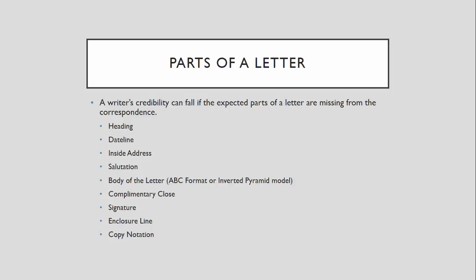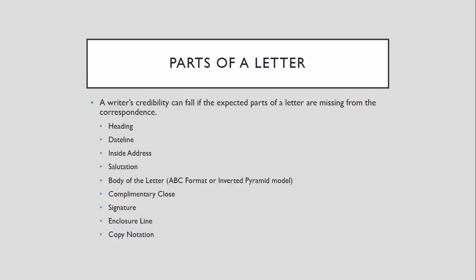Parts of a letter. This is really important because your credibility can rise or fall if your letter is correct or if it's incorrect. So you want to make sure that you're maintaining your credibility by putting in all of the pieces and parts that you need to have a complete letter. The book does a really good job of outlining all of these pieces and parts. So we have the heading, the date line, the inside address, the salutation, the body of the letter, the complimentary close, the signature, the enclosure line, and copy notation. A lot of pieces and parts, right? Let's talk about each one of them really quickly.